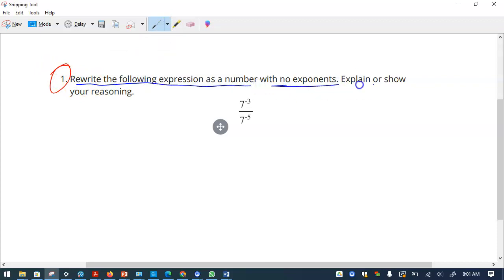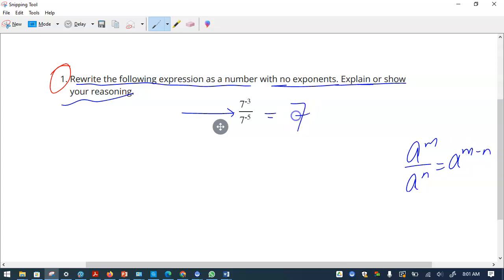So no more exponents here. Explain or show how you're reasoning. So you're given an expression. So there should not be any exponents. So what we can do here is use a raised to m. This formula we can use because they have the same base 7, and you subtract the exponent.